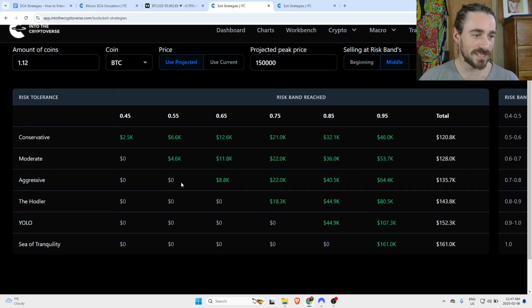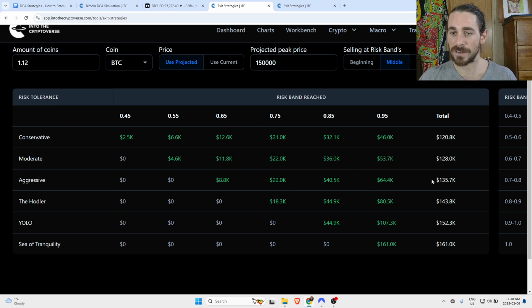We're looking at our exit strategies, and this is another tool on Into the Cryptoverse. So just looking at Bitcoin, if we had 1.12 Bitcoin, so that's the DCA amount that we acquired. Let's say we're looking at a projected peak price of $150,000 per Bitcoin. You're looking at 100 if you're aggressive. So even aggressive, I consider this, as a crypto investor, this is more the moderate one here. So let's say you're taking profits at 0.65 risk and higher.